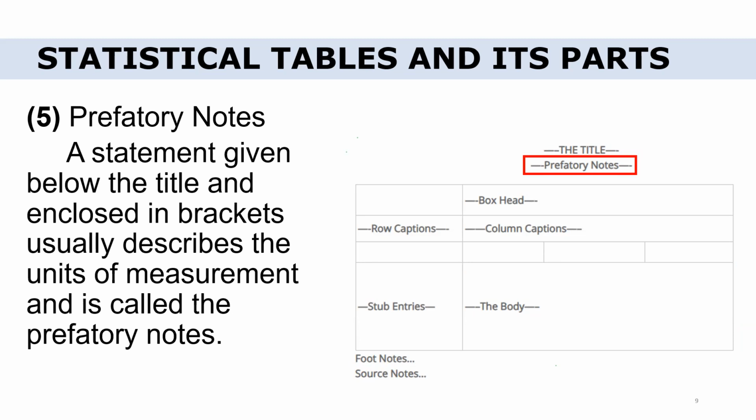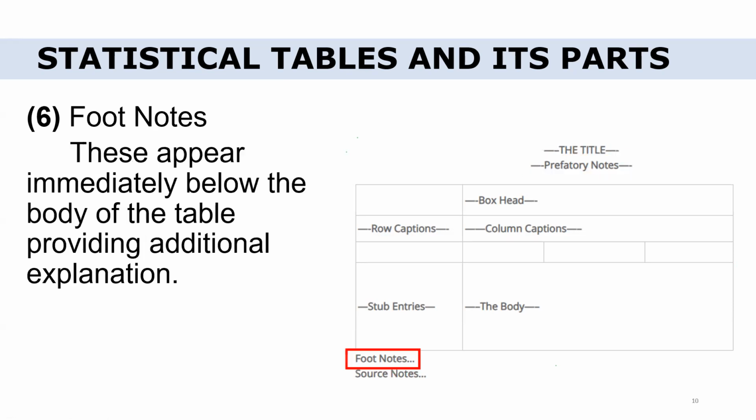This is a statement given below the title and enclosed in brackets, usually describes the units of measurement and is called the prefatory notes. So for example, the weight of the students, then you put in kilograms. So the "in kilograms" is your prefatory notes.